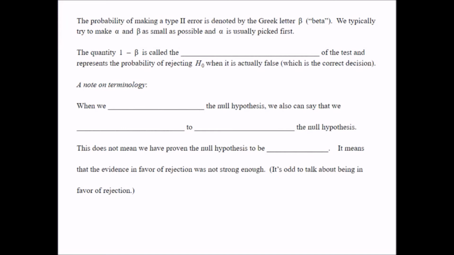We'll get to that. Now the quantity 1 minus beta, so basically the opposite of the probability of making a type 2 error. So 1 minus beta would be the probability of not making a type 2 error. We call this the power of the test, and it represents the probability of rejecting the null hypothesis when it is actually false, which is actually what we want. So that's something we want to happen, whereas a type 2 error, we don't want anyway.